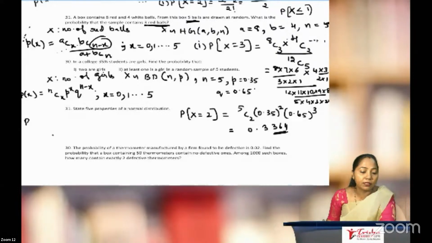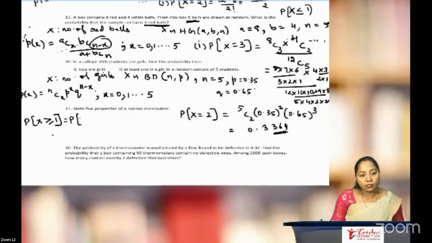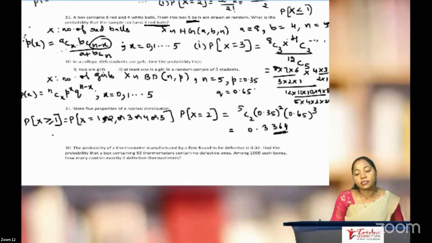At least one girl. At least means greater than or equal to 1. What are the values taken? At least one girl. X greater than or equal to 1. What are the values taken by X? X takes values 1, 2, or 3. Yes, correct. Or 4 or 5.